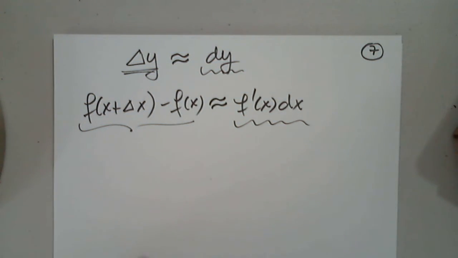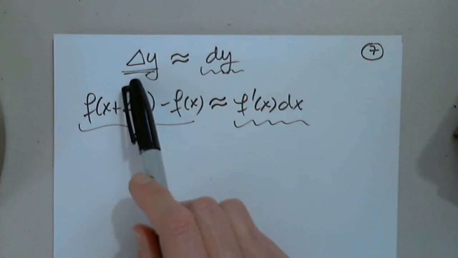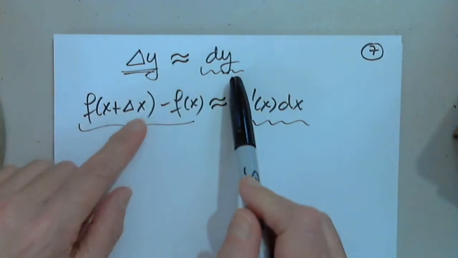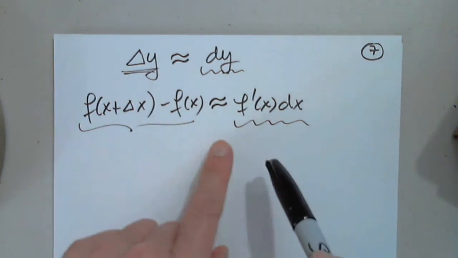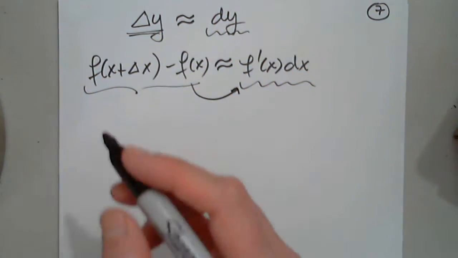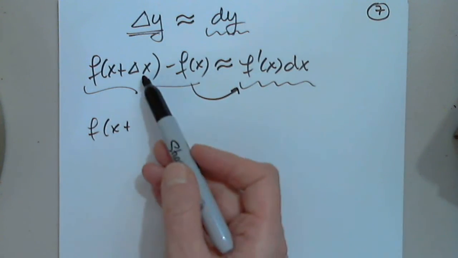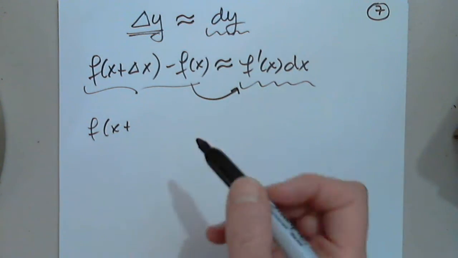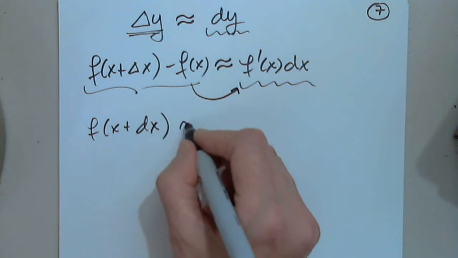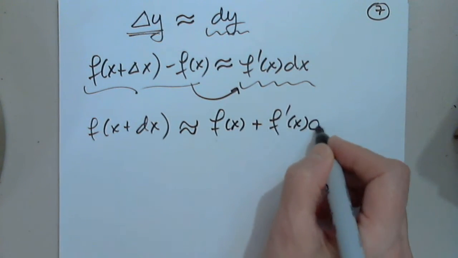I just interrupted my video for a second, and now I wanted to say this. So delta y is approximately dy. Treat this like an equation, and I am going to move f of x to the other side. Since they are the same, I'm going to be consistent and just use dx in both cases. Approximately f of x plus f prime of x dx.